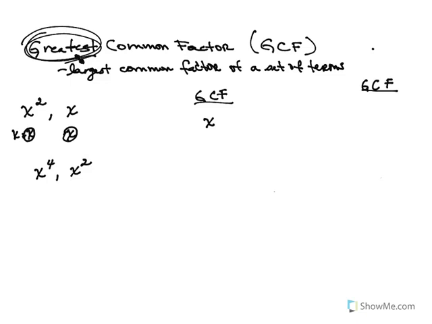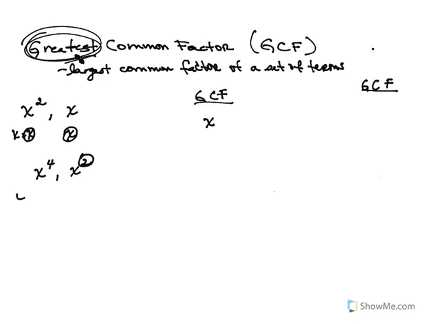So x to the fourth and x to the second. What would be the greatest common factor? So what's the greatest number of x's that they both have is what we're looking for. So the shortcut, there's always a shortcut, but the shortcut means another rule. The shortcut is, it's just always going to be the one with the smaller exponent in the group.